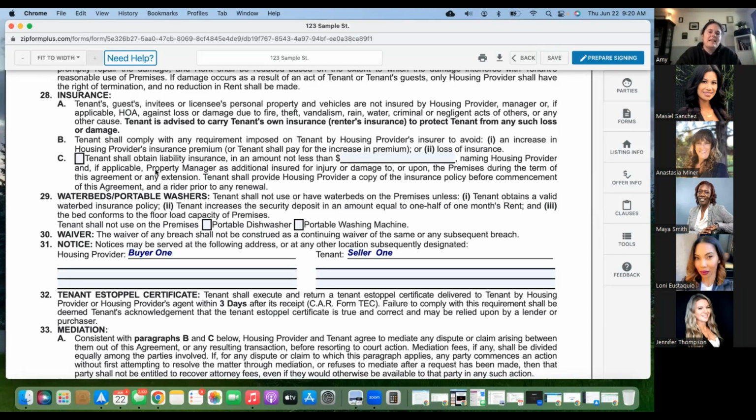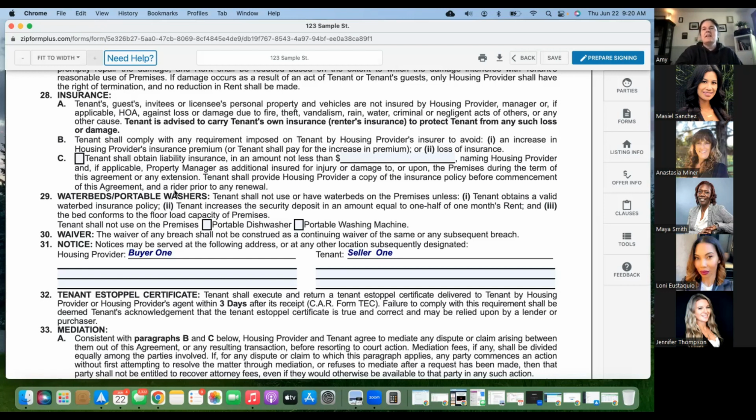Tenant shall obtain liability insurance in the amount of not less than blank, naming housing provider and, if applicable, property manager as additional insured for damage to or upon the premise during the term of this agreement or any extension thereof. Tenant shall provide housing provider with a copy of the insurance policy before commencement of this agreement and a rider prior to any renewal.